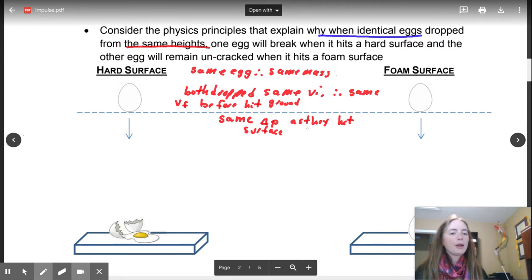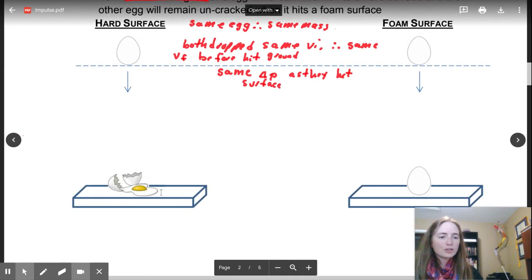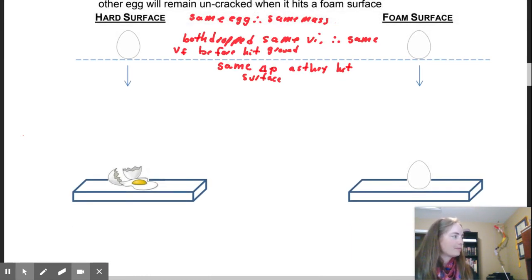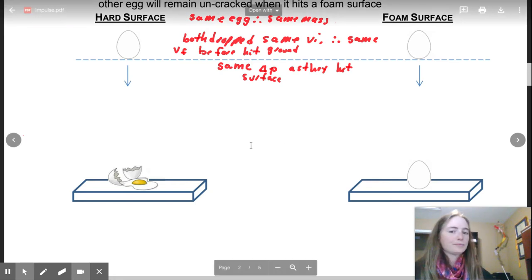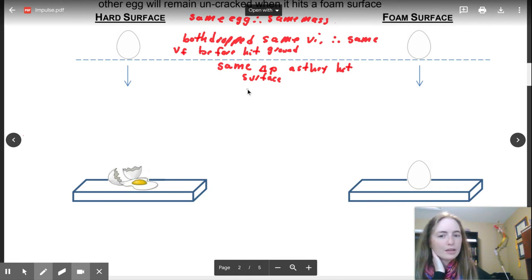Okay, so we have a hard surface and a soft surface. When we have a hard surface and a soft surface with these eggs, let's think for a sec. They have the same impulse. They have the same delta p, which is going to equal m delta v. However, when we drop an egg on a hard surface and we drop an egg on a soft surface, the results are different. The hard surface egg smashes. Well, what is different between them? Time and the force, ladies and gentlemen. May the force be with you.